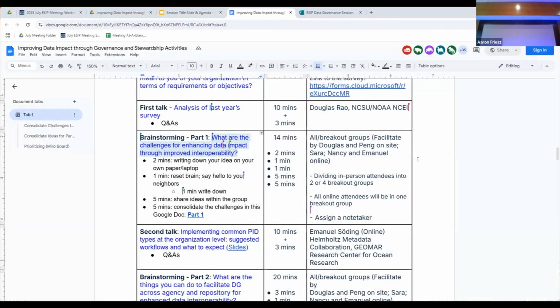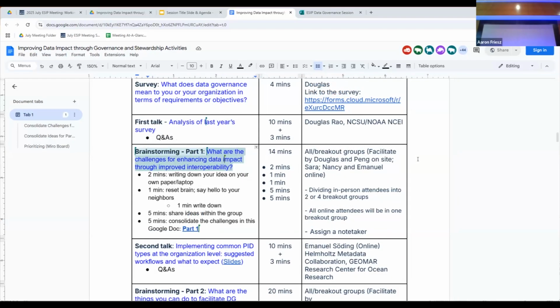And that was great discussion within your groups. And now for the next 5 minutes, we're going to consolidate that discussion and ideas and put it in the Google Sheet. So everybody can put it in there, or you can have one person put it in there. Break from brainstorming and have a second presentation. Then we'll go to part 2.